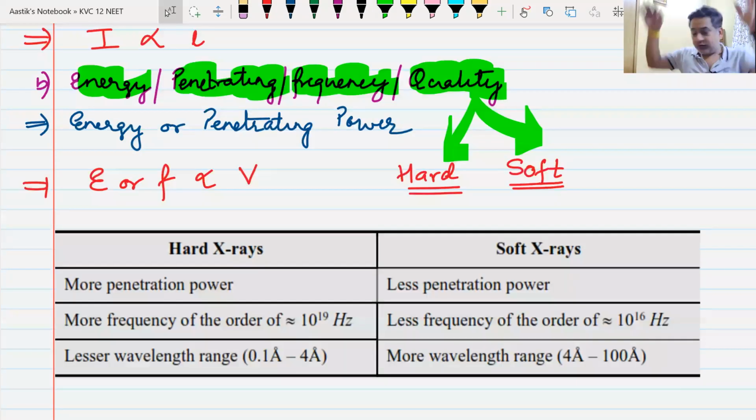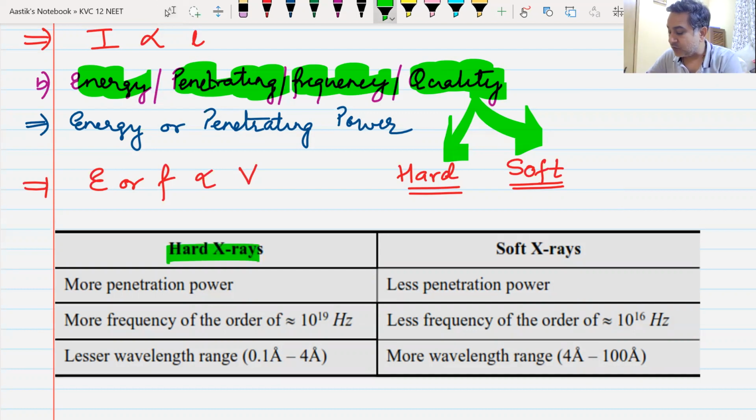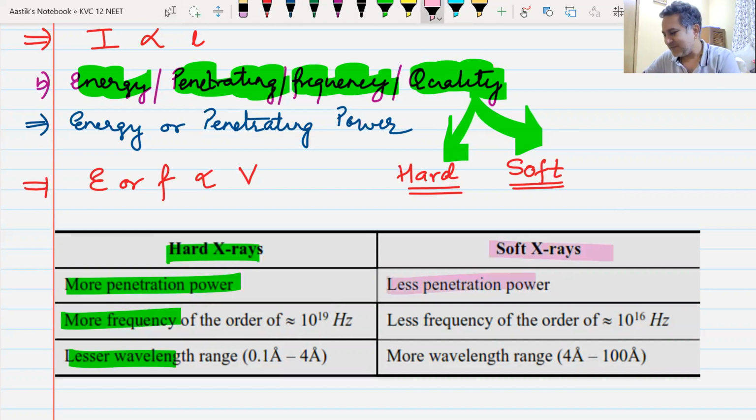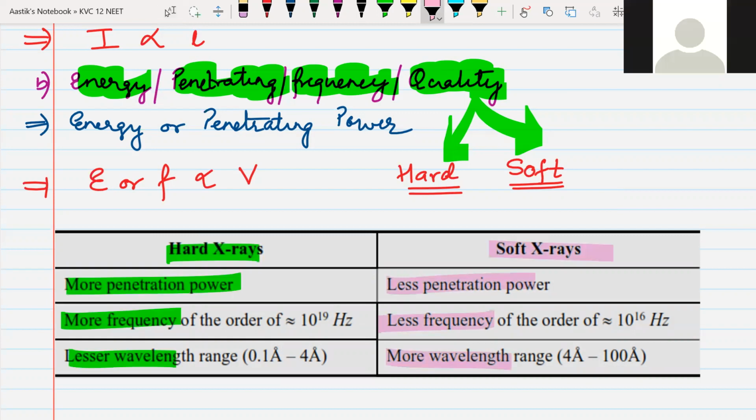Then you just need to note this down and that will end the class. What is hard X-ray? What is soft X-ray? Hard X-rays, they are hard. That means they have more penetrating power, more frequency and less wavelength. Soft X-rays have less penetrating power, less frequency and more wavelength. I'll give you 2 minutes to note this down.